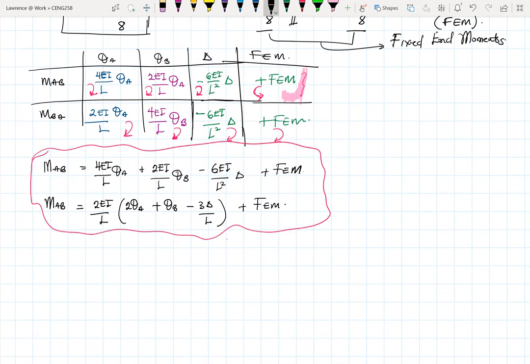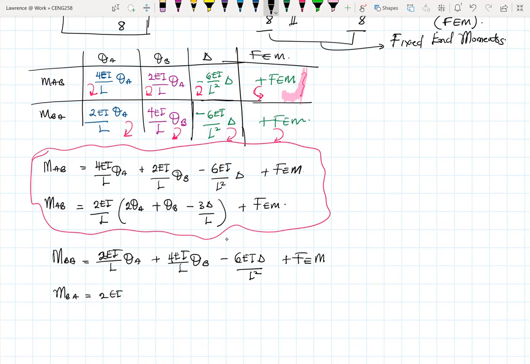Then for the MBA, same approach. The MBA has plus 4EI over L theta B minus the delta term. Again, I can rewrite it. MBA will be equal to, if I bring EI over L out, 2 theta B minus 3 delta over L plus the fixed end moment. We said that delta over L is the same as psi.